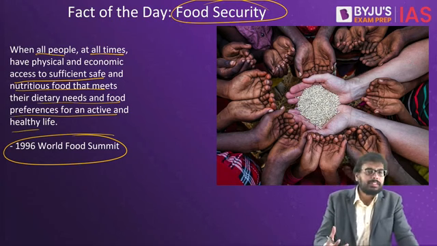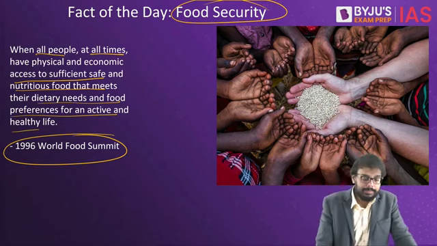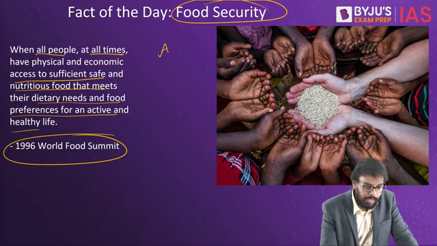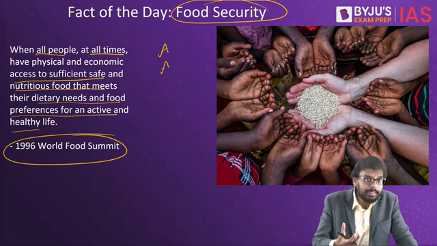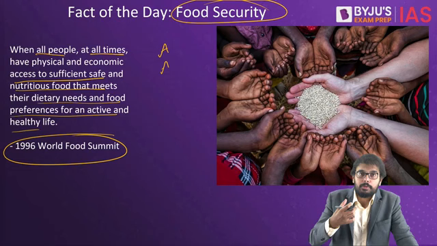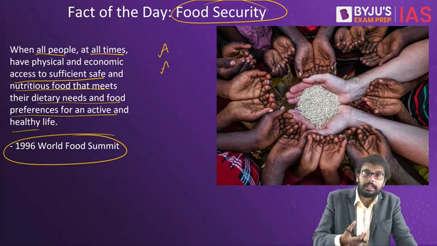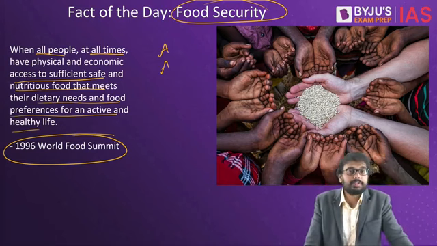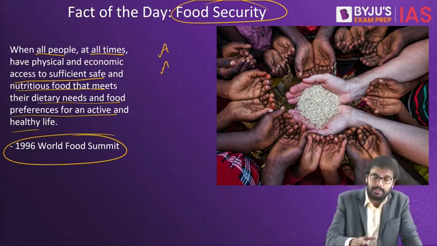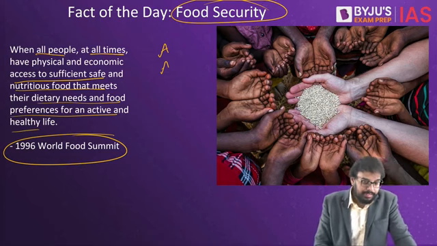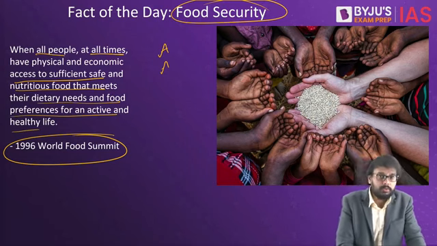So again, in simple language, food security is when all the people at all times have access to food which could be consumed and assimilated by the body in such a way that they maintain a healthy and active lifestyle. That concept is called food security. That is, when all the people at all times have physical and economic access to sufficient, safe, and nutritious food that meets the dietary needs and food preferences for an active, healthy individual. So this is the definition of food security.